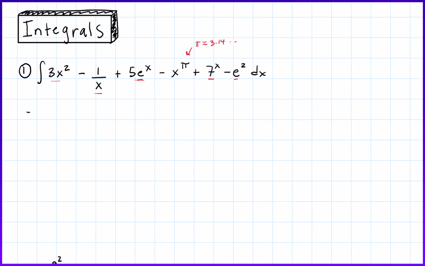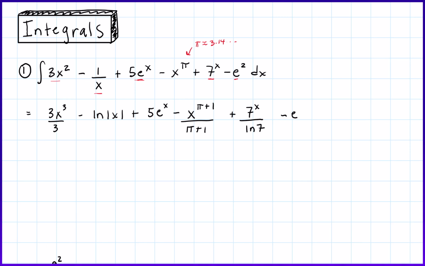As I go through this, this is going to be just practice with our basic rules. We take 3x squared, we use the power rule, 3x cubed over 3, minus the natural log of the absolute value of x, using just our basic integration rules here. The integral of e to the x is just e to the x. We're going to use that power rule again. This is going to become x to the pi plus 1 in the exponent divided by pi plus 1. We've got that 7 to the x, so that's going to be 7 to the x divided by the natural log of the base, so divided by natural log of 7. Minus, now when we integrate a constant, we get that constant times whatever variable we're integrating with respect to.